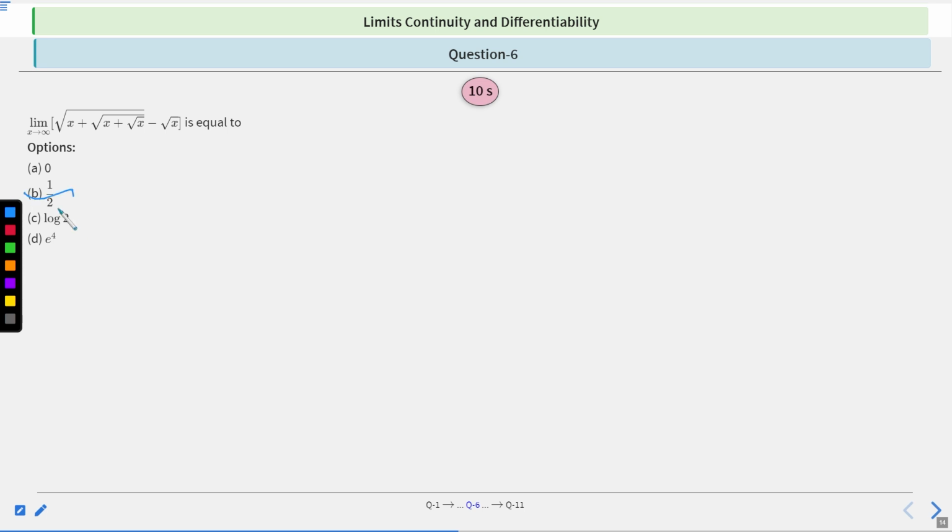Clear? Let's move to the next question, question number 7, which says the value of limit n tending to infinity cos x by 2, cos x by 4, cos x by 8, till cos x by 2 to the power n is. So you have 10 seconds to solve this question. After 10 seconds, we will discuss the solution.